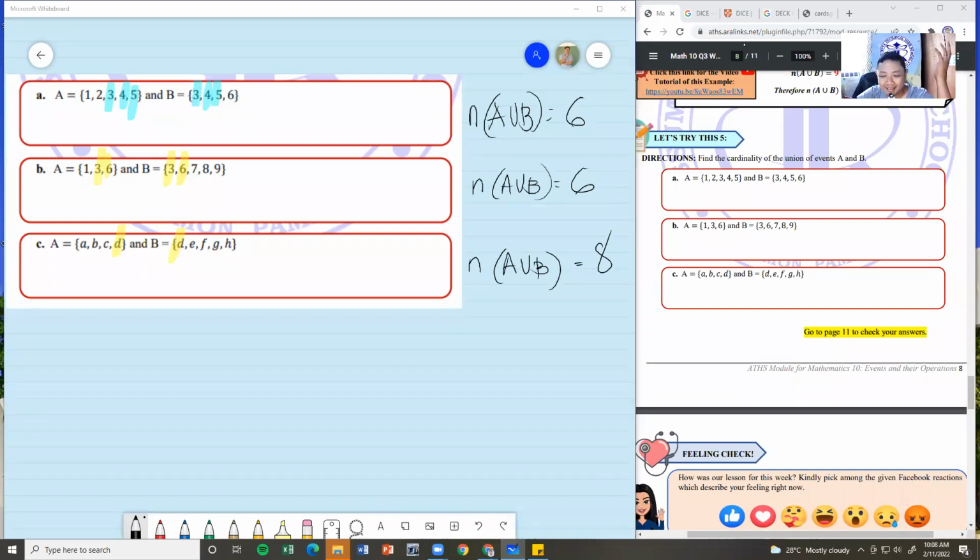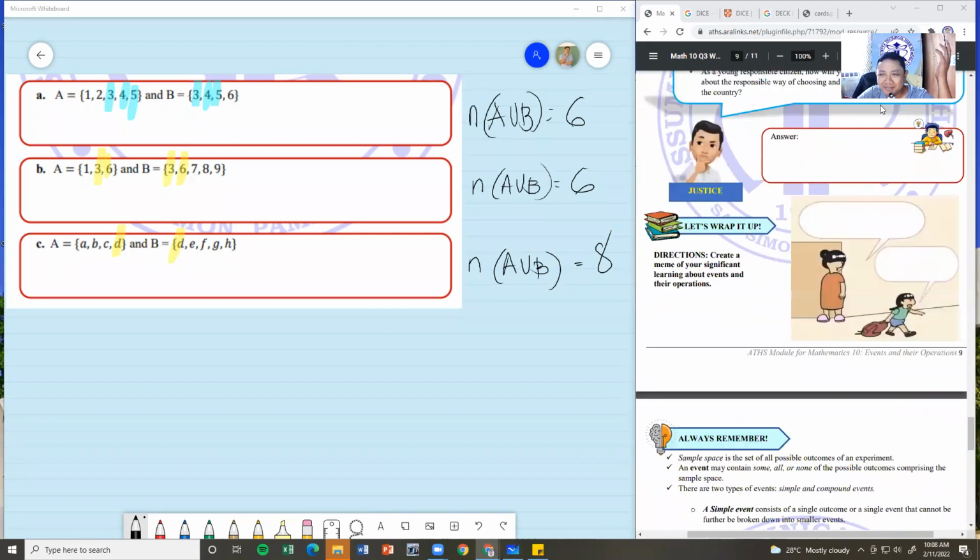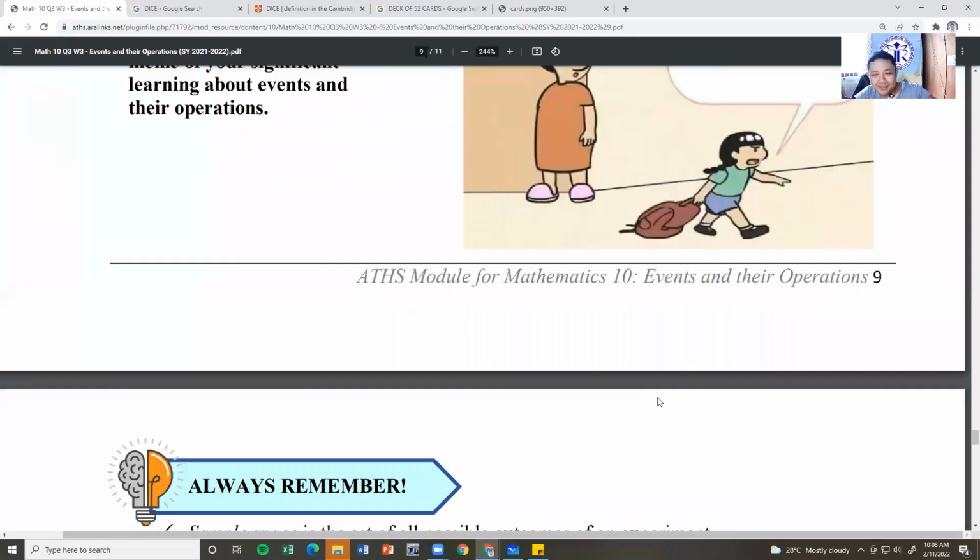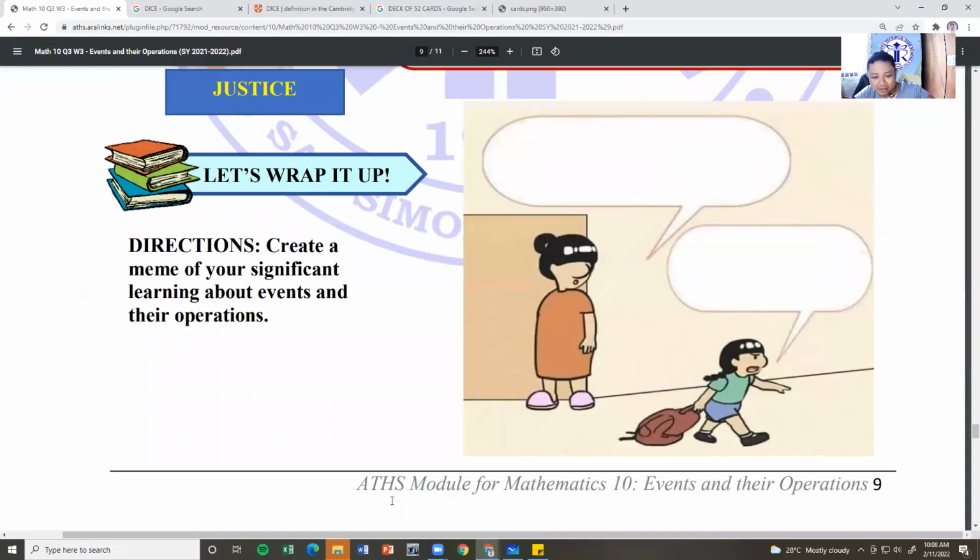Okay, and we're done. It's now time for us to do our meme for the week. Our featured meme for the week. Ayan, let me show this to you. You may now start thinking of your cute meme, your funny meme, and take a screenshot of this template. You can also find this in your SLM. If you have questions, feel free to ask. Create a meme of your significant learning experience or experiences about events and their operations. Ready? Take a screenshot.